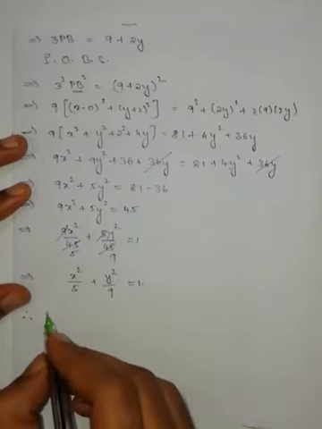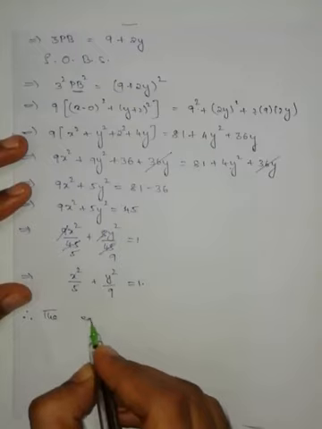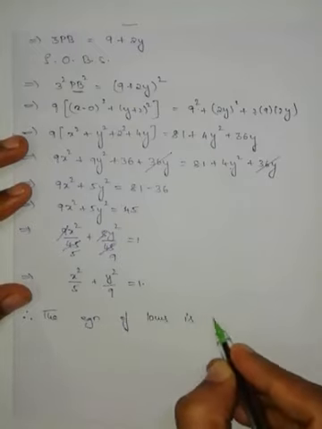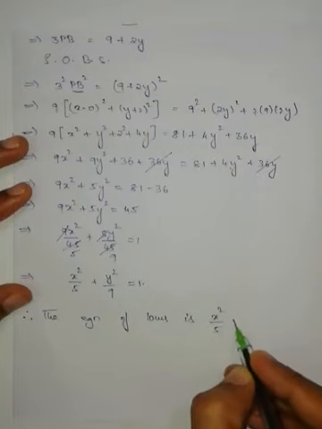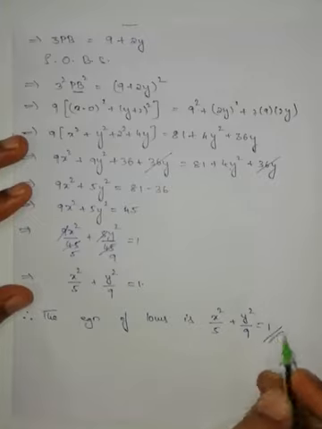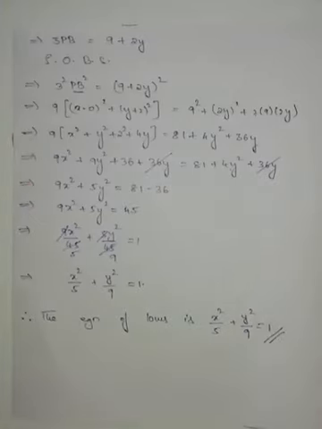Therefore, the equation of the locus is x square by 5 plus y square by 9 is equal to 1.